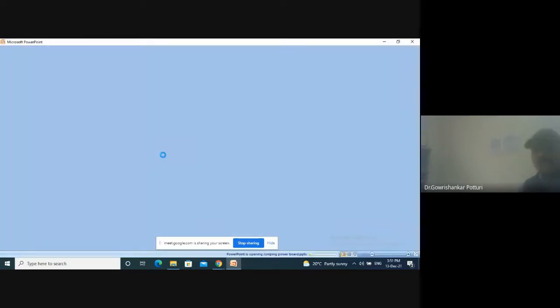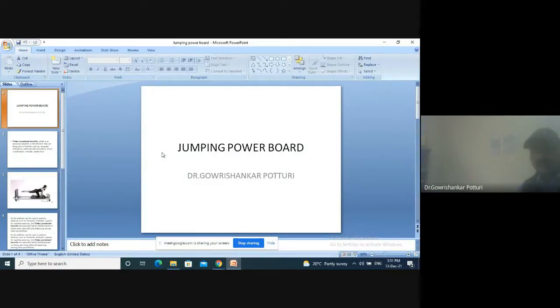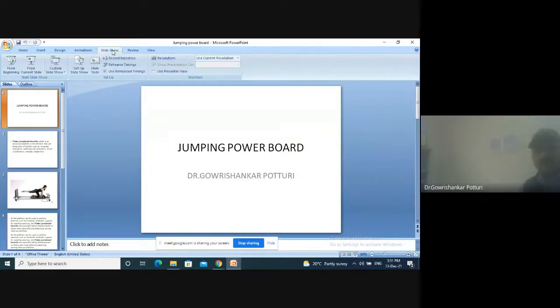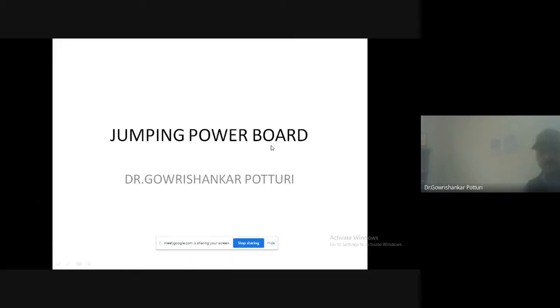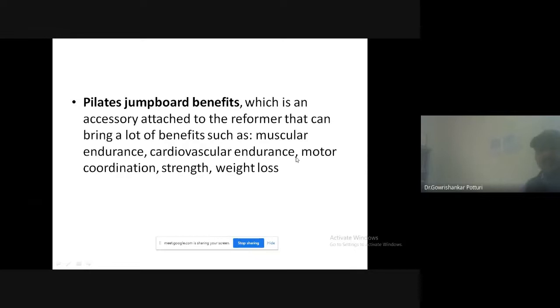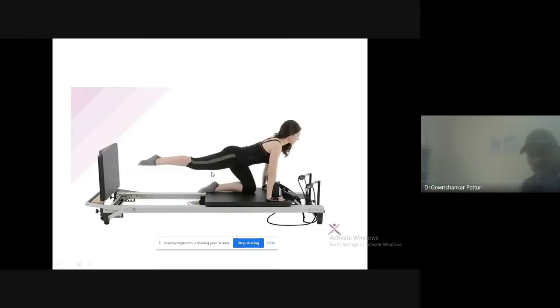See, this jumping power board is actually out of our scope because it is used in Pilates exercises. Pilates jump board benefits: it is an accessory attached to the reformer that can bring a lot of benefits such as muscular endurance, cardiovascular endurance, motor coordination, strength and weight loss. This is how it appears, the jumping power board. It is usually used in the Pilates method.